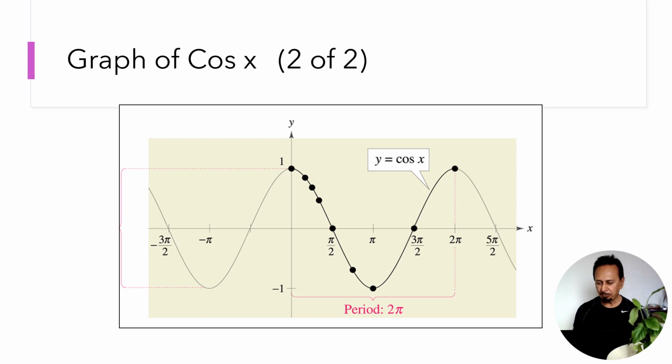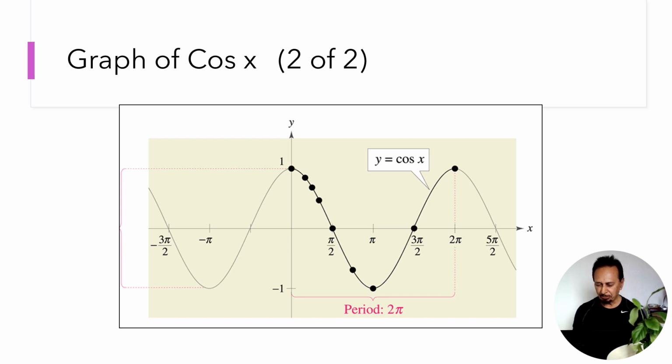So here is the graph of cosine of x. This point is when x is 0 and y is 1, and x is pi over 2, y is 0, when x is pi, y is what? Negative 1, and when x is 3 pi over 2, the y is 0, when x is 2 pi, the y is 0, when x is 5 pi over 2, the y is 0. So this is the graph of cosine x for one cycle.